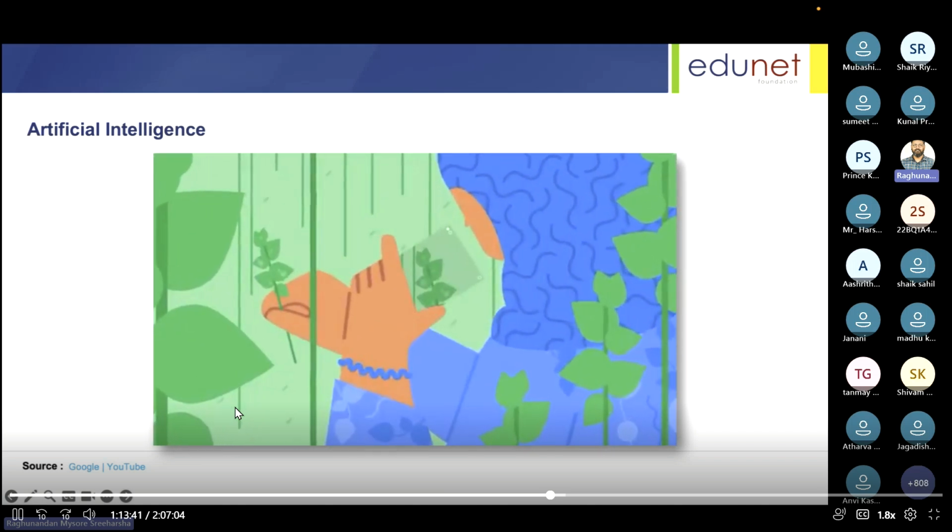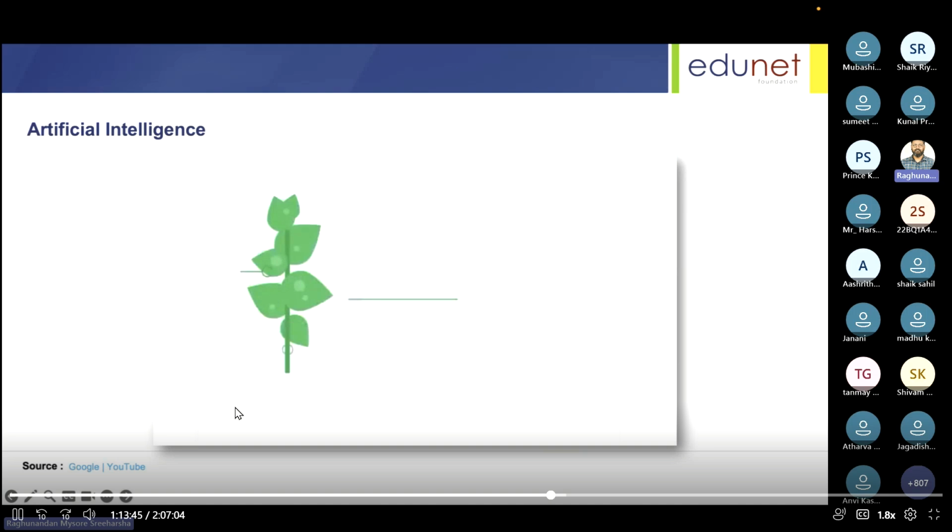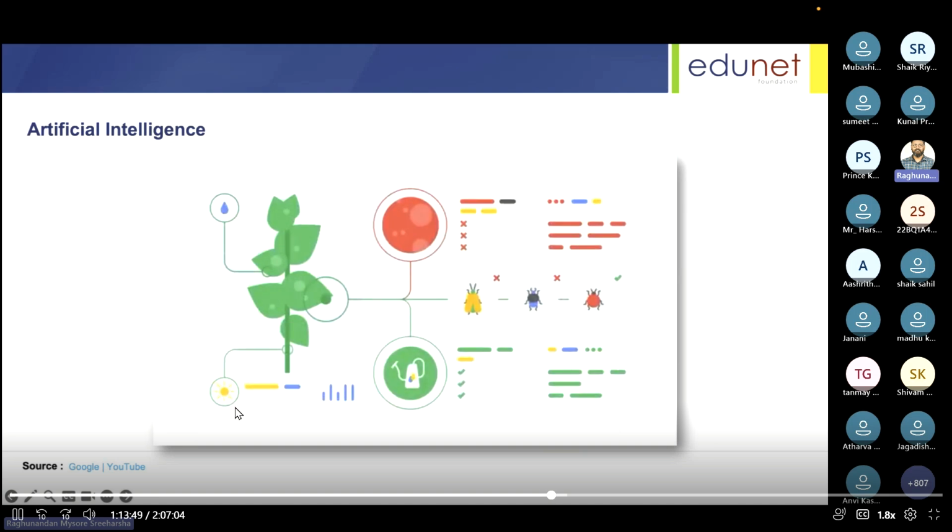She pulls out her smartphone and uses an app to take a photo of the leaves. The app can detect crop disease and also identify harmful insects. The app identifies the problem and recommends treatment.